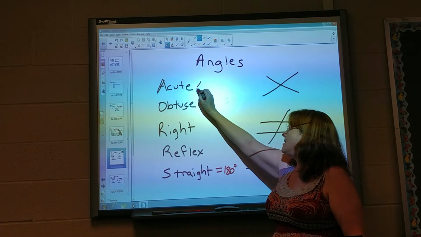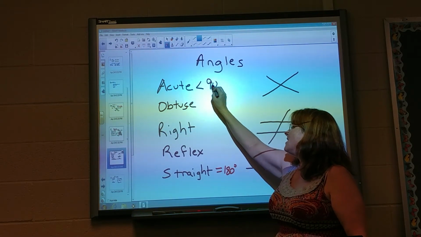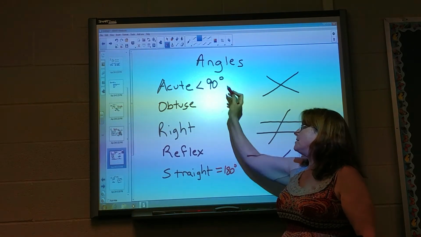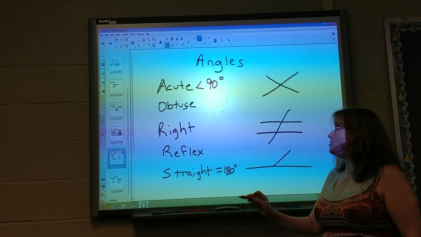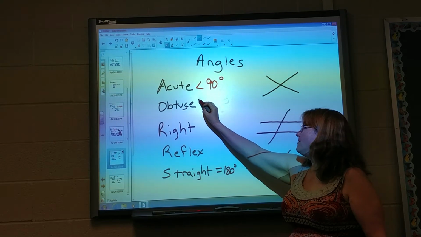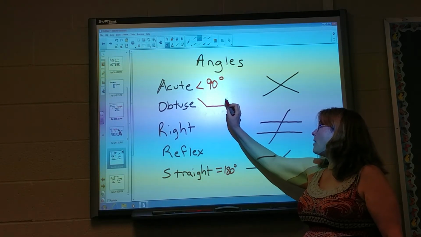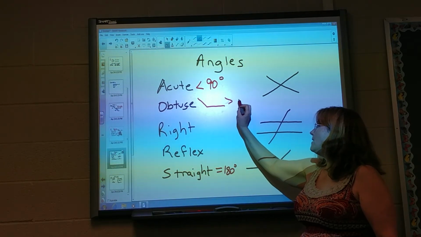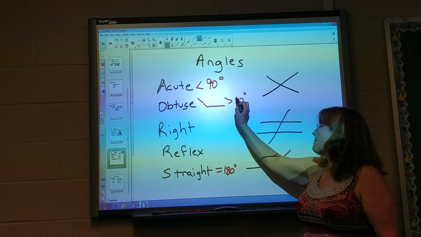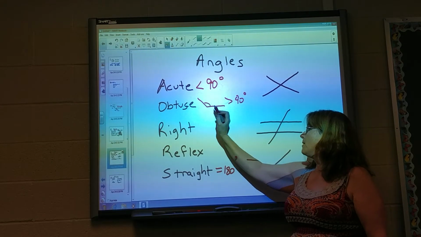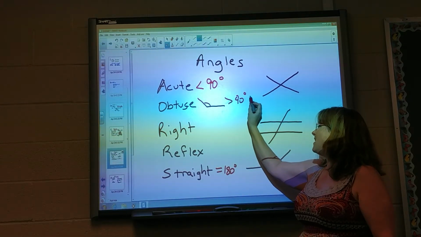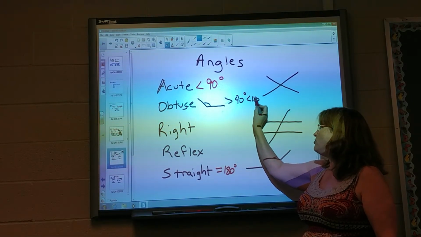Acute is less than 90 degrees. And I always remember this by saying it's so cute. You have an obtuse angle, which is kind of a fat angle. It's greater than 90 degrees. So it's a fat angle. And it's less than 180, so it doesn't go too far.